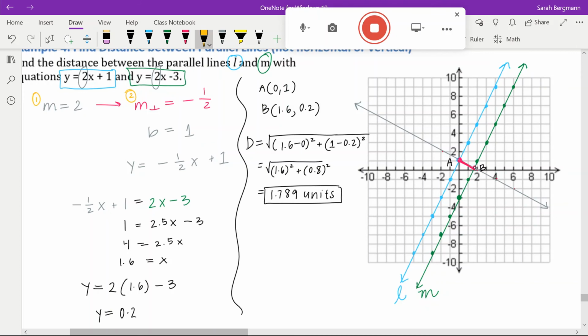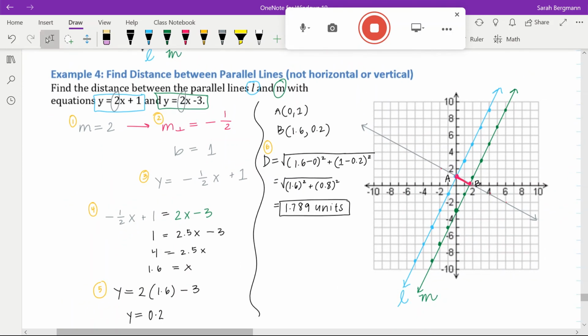However, if you need to figure out what point B is, then you need to write the equation for the perpendicular line. Then to figure out where the 2 lines intersect, set them equal. That'll give you the x value. Plug the x value back into either equation to find the y value. And then finally, you can use the distance formula between the 2 points. Pause the video and try the practice problem below.